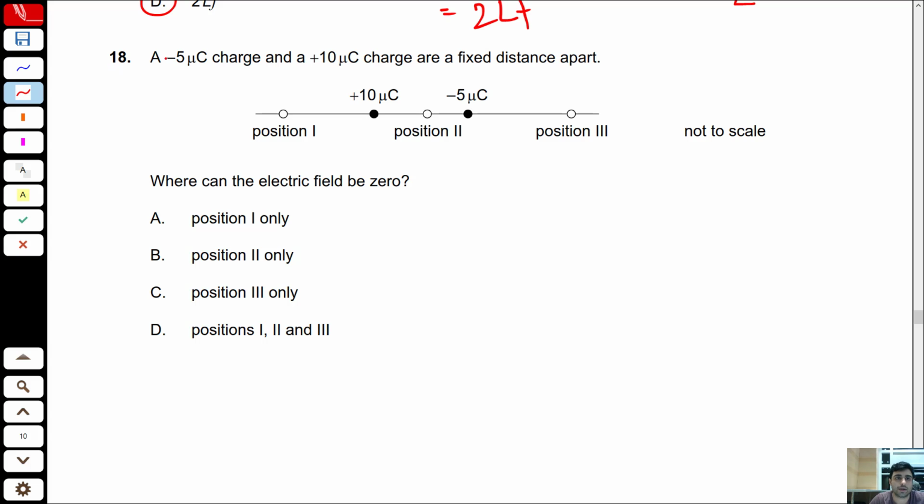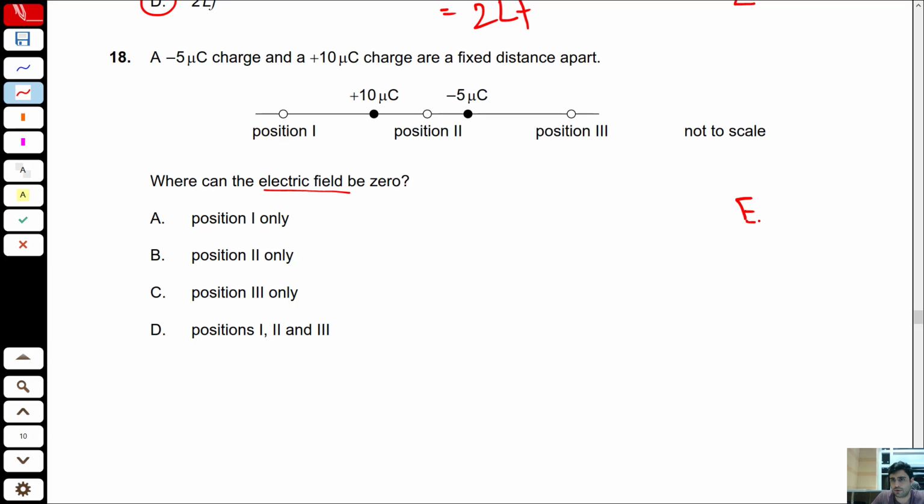Question number 18. A negative 5 microcoulomb charge and a positive 10 microcoulomb charge are a fixed distance apart. So we have two charged particles of opposite signs, a fixed distance apart. Where can the electric field be zero? So I need to find the electric field strength.